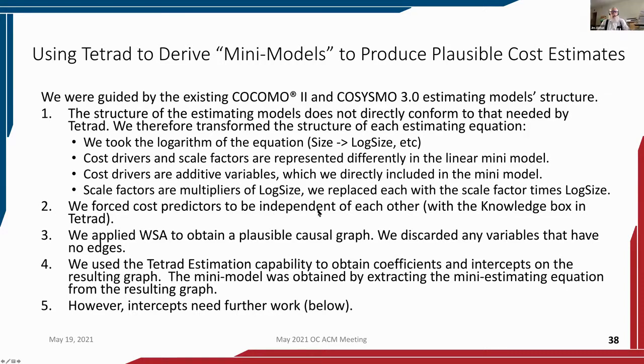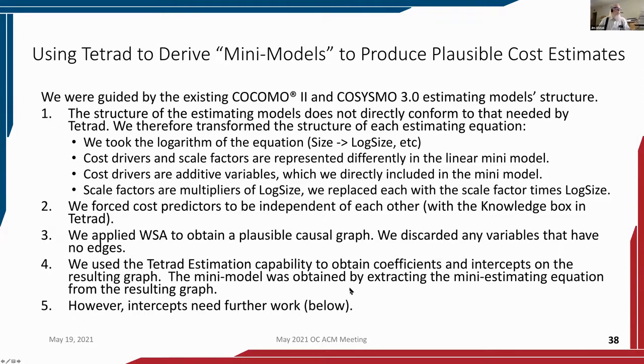In her demo, Nandi did this at one point. She flipped a switch that says all those tier 1 variables have to be independent of each other. We applied our weak signal analysis to get a plausible causal graph. We discarded any variables that have no edges. And then Tetrad, as Nandi demoed, has an estimation capability built into it, and we can get coefficients and intercept. And you saw her give an example, but unfortunately, there's a little problem with the intercepts, which I'll get to in a minute.